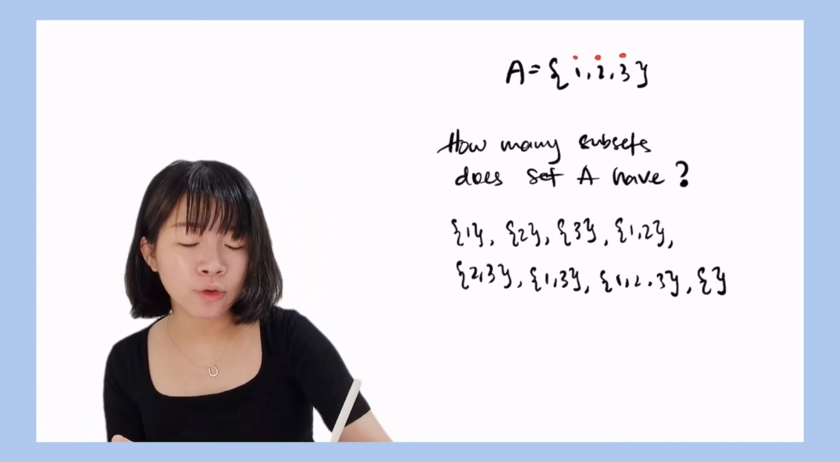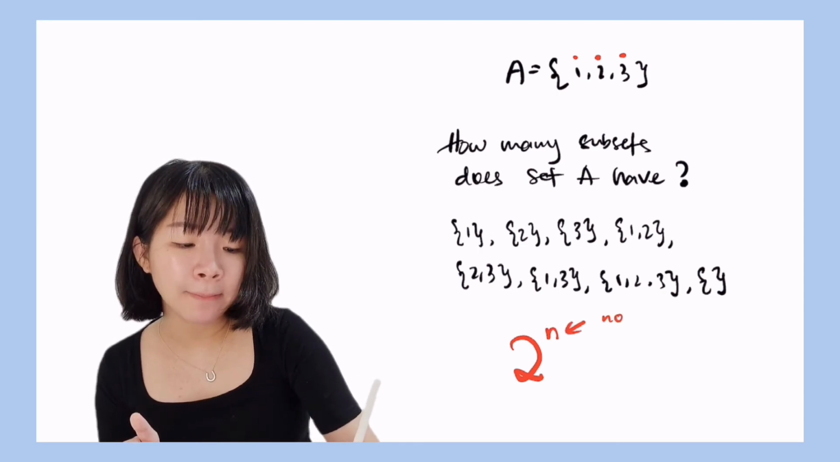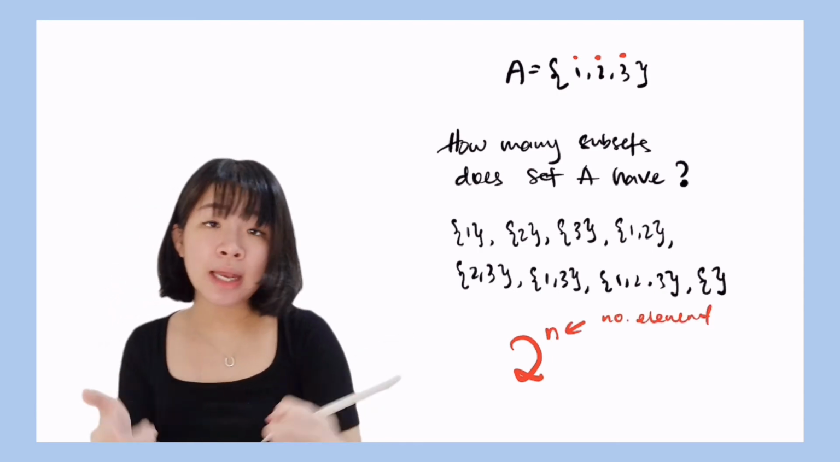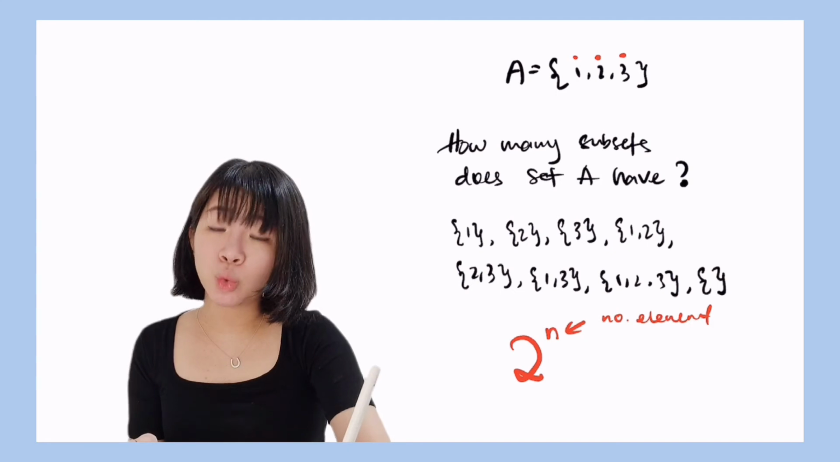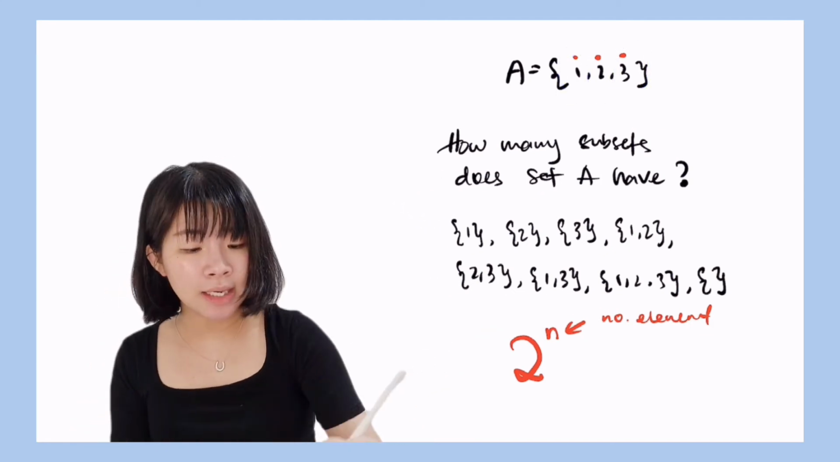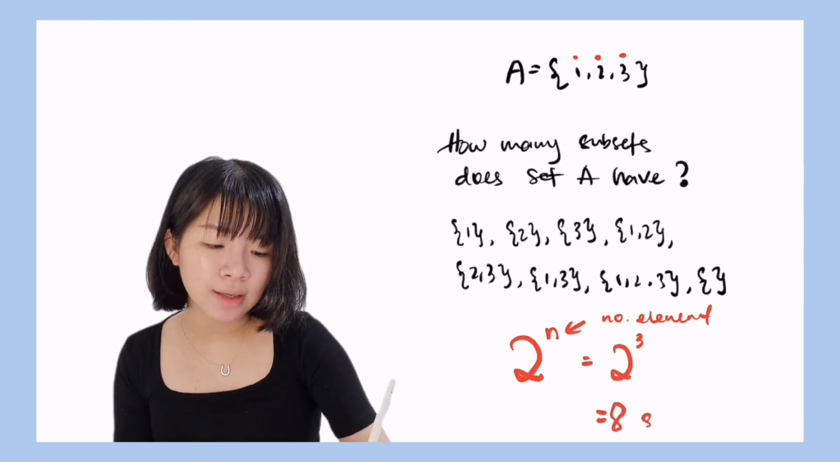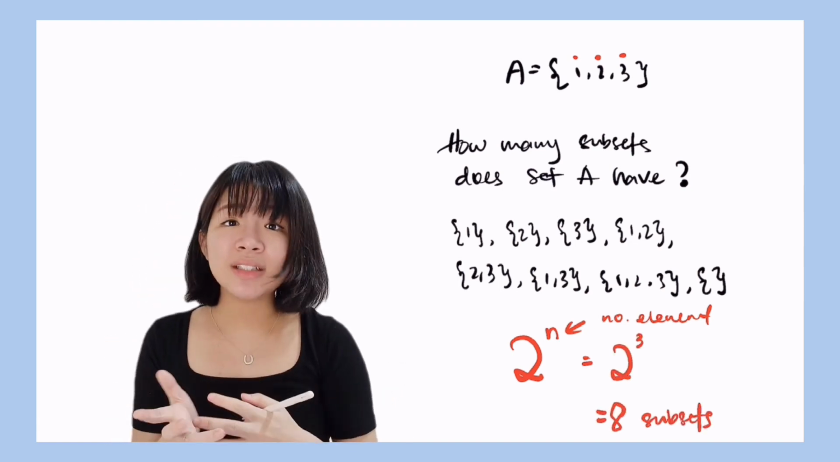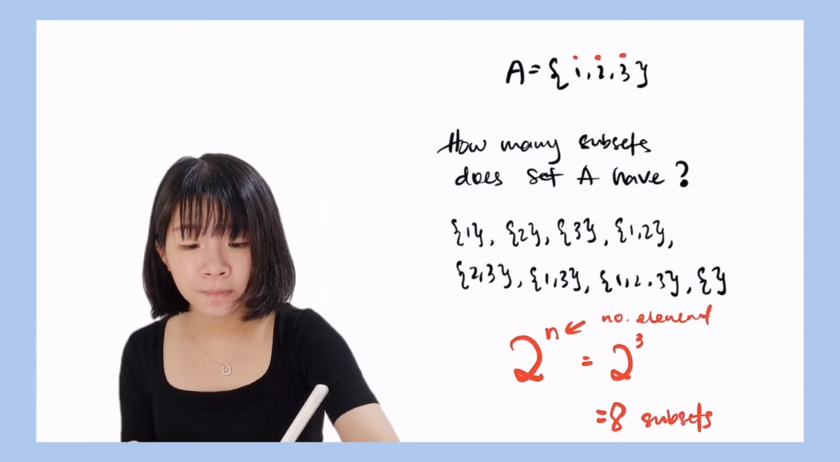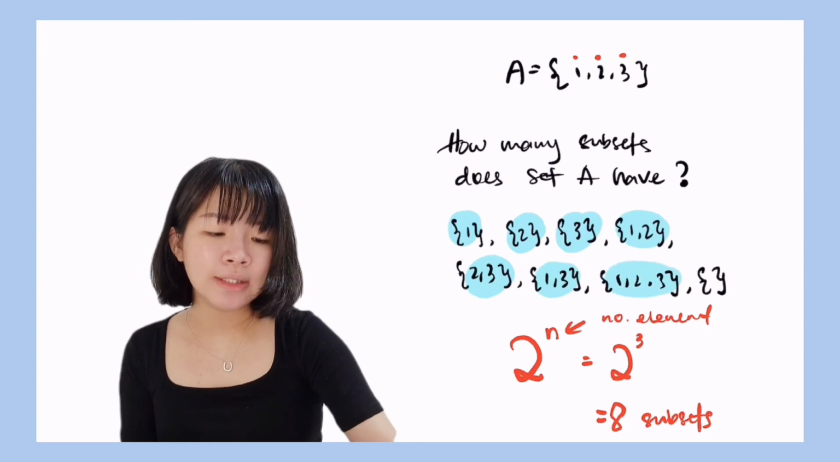So there is a faster way to find out how many subsets are in a set. You can always use 2 to the power of n to determine the number of subsets. So n is the number of elements. Now in set A, how many elements? We have 1, 2, and 3. So there are 3 elements, meaning we can write it as 2 to the power of 3. So 2 to the power of 3, the answer is 8 subsets. So let's count and see. Are there 8 subsets? 1, 2, 3, 4, 5, 6, 7. Last one, 8.